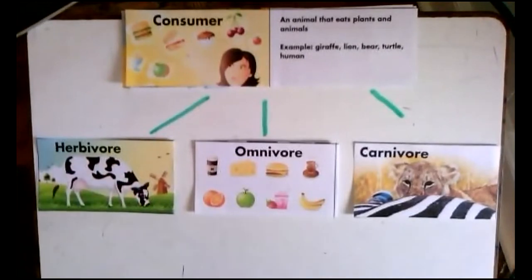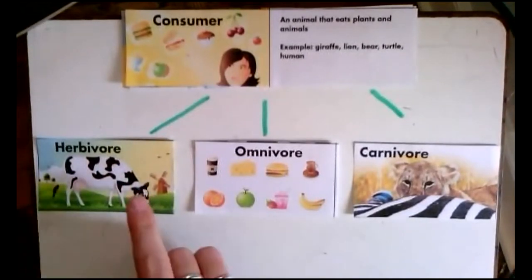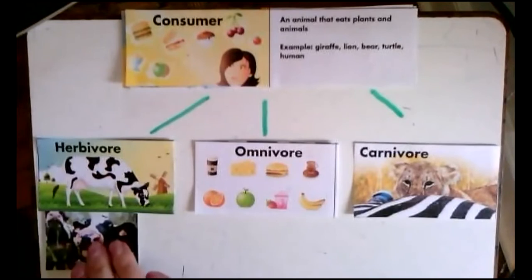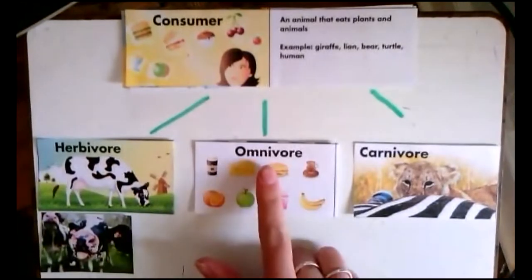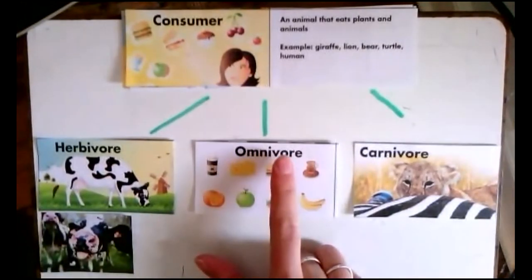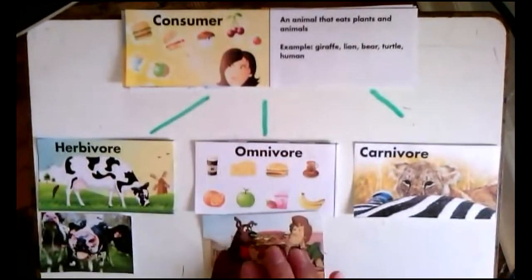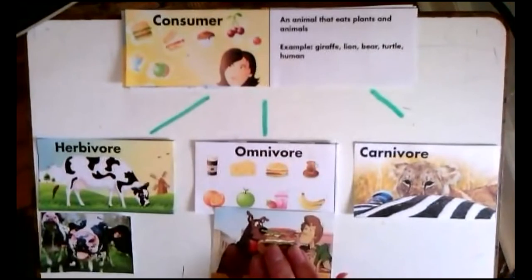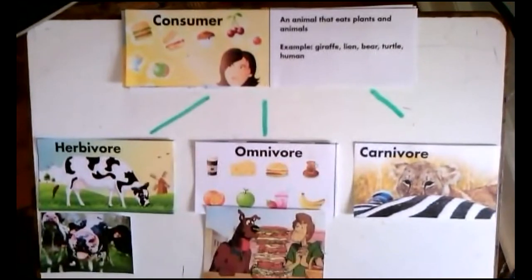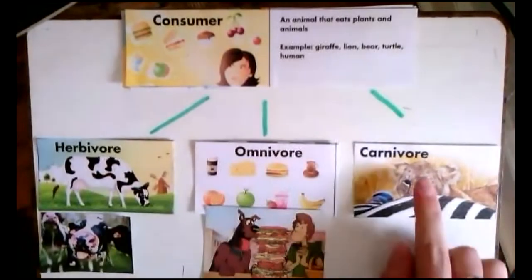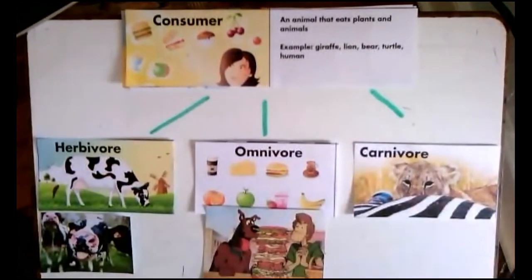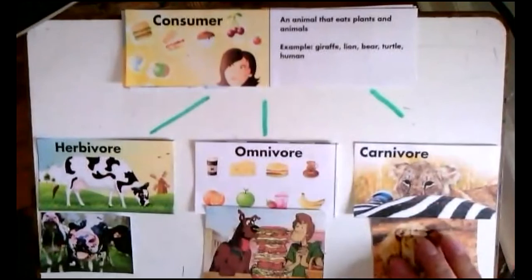Herbivores are organisms that eat only plants. So for example, cow. Omnivores are organisms that eat both plants and meat. So for example, humans, like us, typically have a diet that consists of both meat and vegetables. Carnivores are animals that eat strictly meat, like lions.